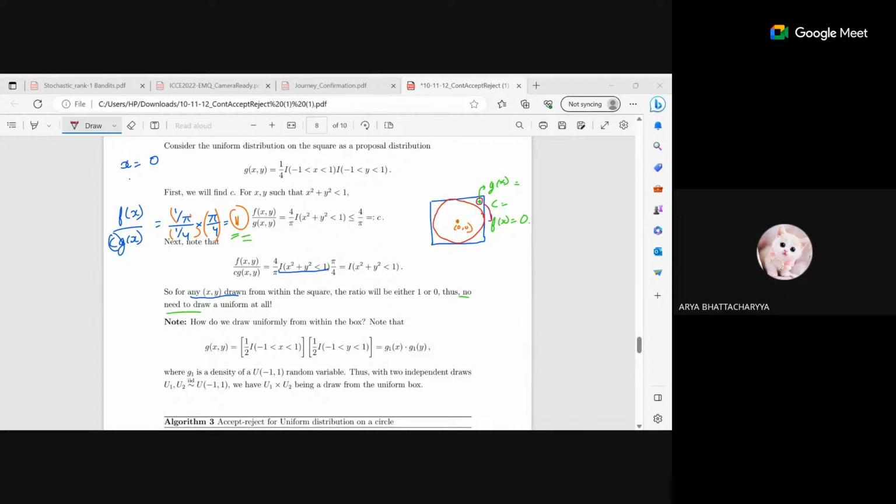Actually, one other related question I had in this particular case, where we are proposing from a square and sampling a circle or a sphere, right. It seems like we don't need to use C at all. C is just to find the bounds, right? Not find the bounds, but it's more about the efficiency of it, right?